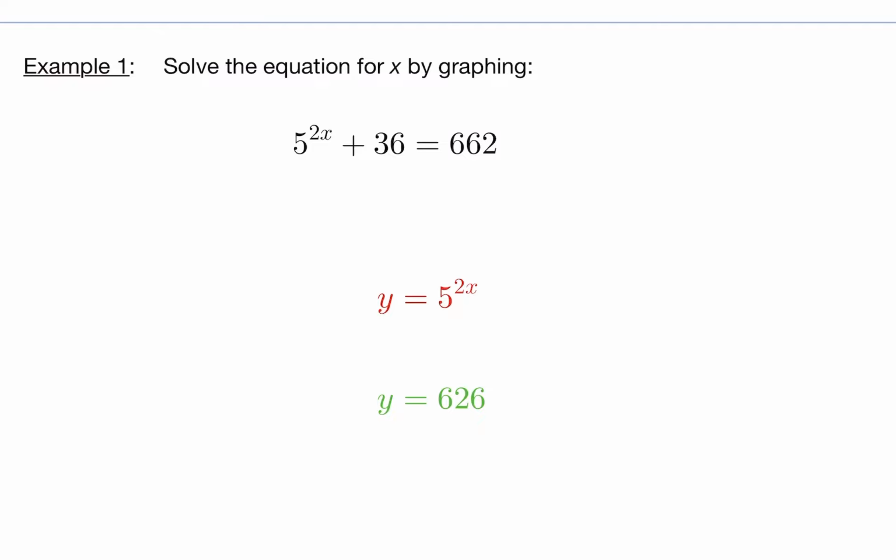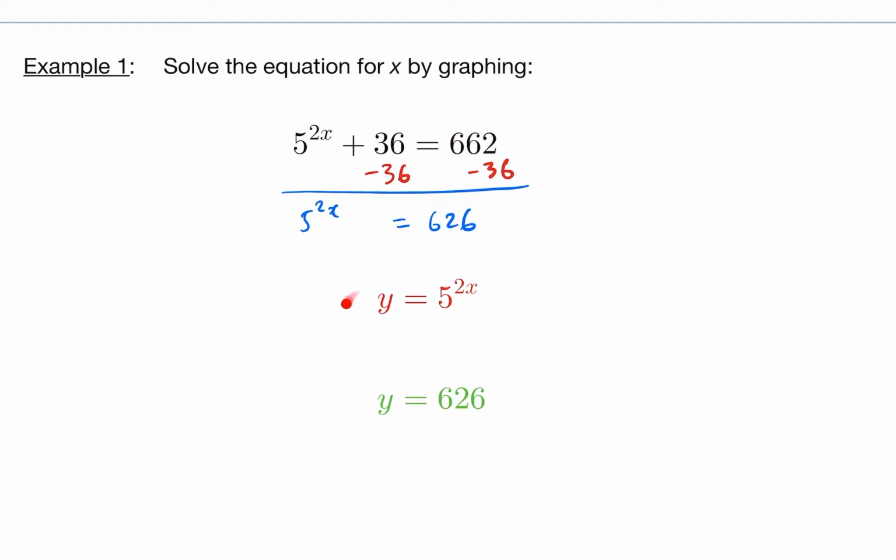And so what you're going to do is rewrite this equation as follows. So you're going to subtract 36 from both sides. And when you do, you're left with 5 to the 2x is equal to 626. Okay? And so you're going to graph two different lines. You're going to graph this function, which I've written here as y is equal to 5 to the 2x. And then you're also going to graph y is equal to 626, okay? And that comes from this part of the equation.